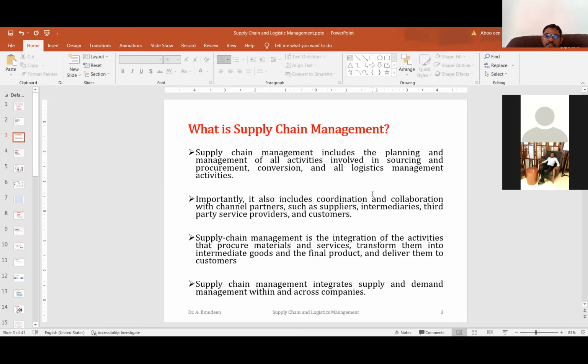So basically, the supply chain management involves the material, purchasing of this material, procuring these materials, and transforming them into intermediate goods and final product, and delivering this final product to the end users or customers. The supply chain management integrates supply and demand management within and across companies. So later we are going to discuss about the global supply chain management system and so on.